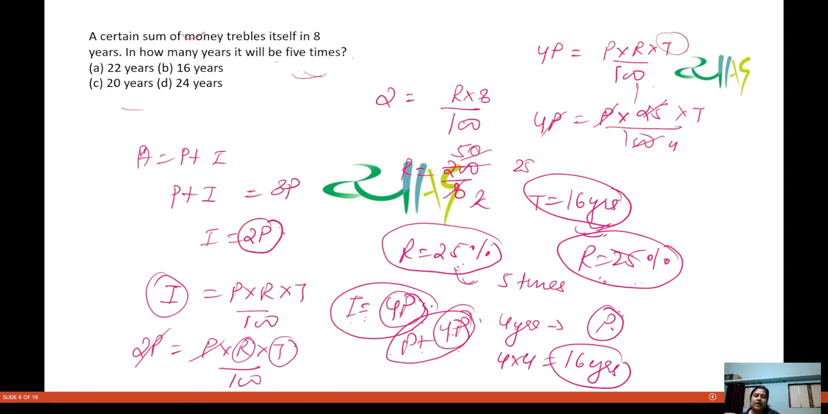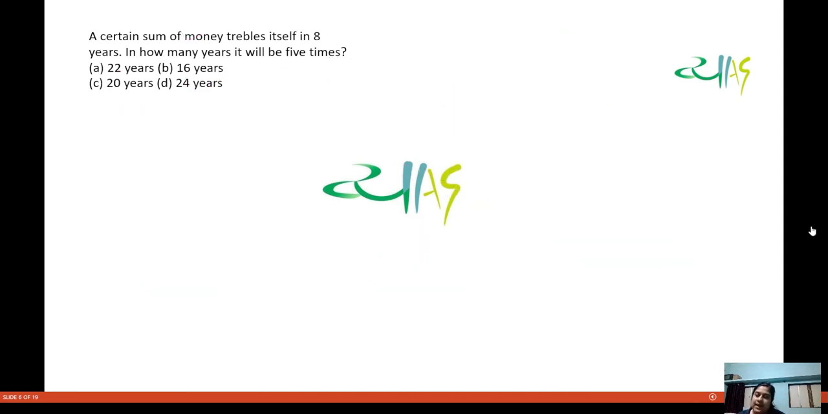So this is how we can do this. 16 years is the answer for us. I hope everybody gets this. When we took out that R is equal to 25%, after that we may not necessarily need this formula, but you can continue by this formula also. Okay, let's see if there is any other method.